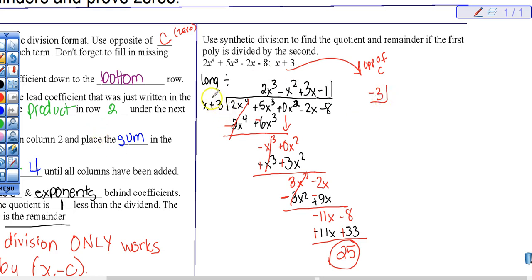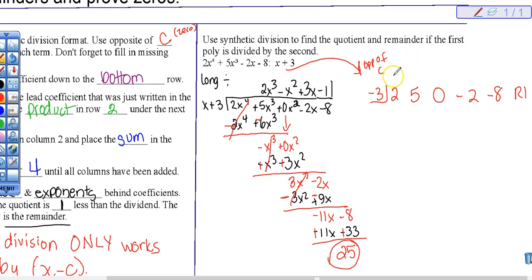Over here, look, we used a positive 3. But in synthetic division, we're going to use a negative 3. We use the opposite of that term right there. All right, now we want only the coefficients, no variables. So my first coefficient is 2, then 5, and then I have to put in a 0 because it's missing an x squared, then negative 2, and negative 8. And that is row 1.